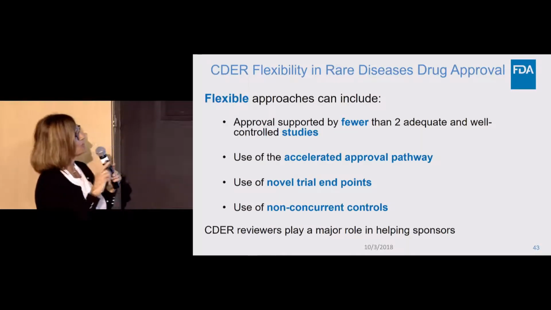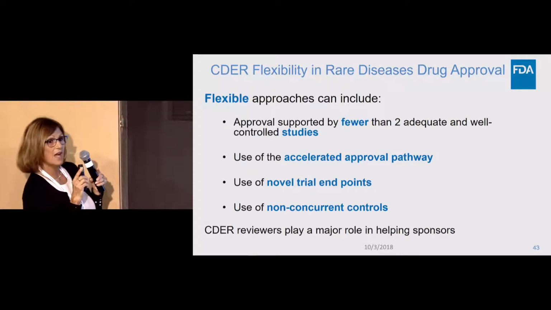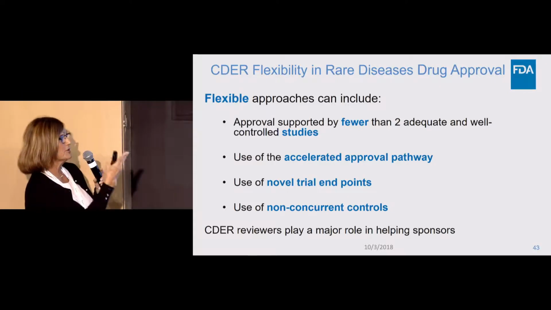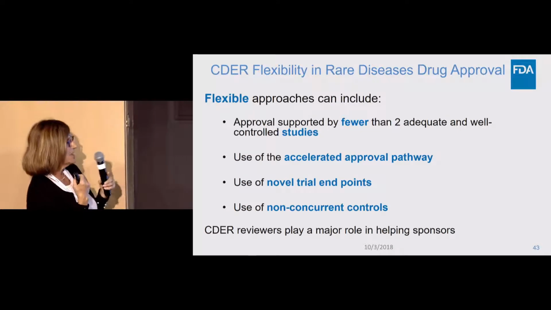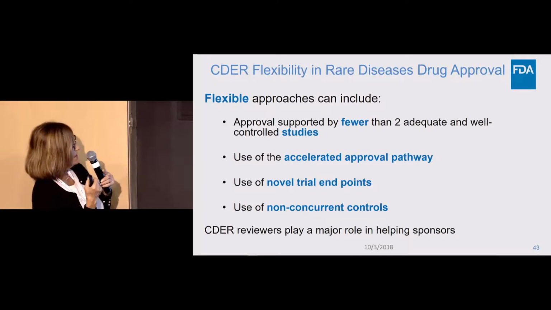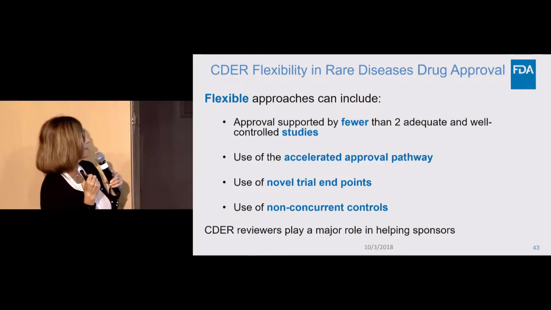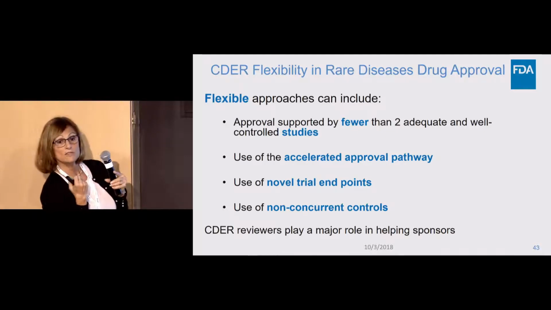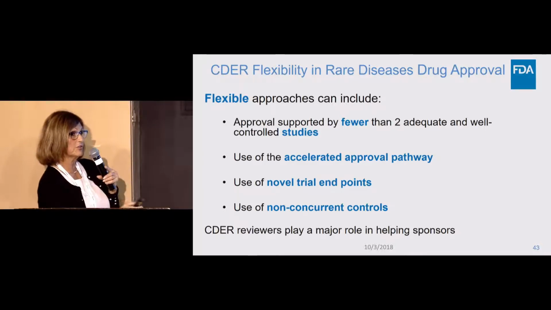But before I show you the table, there are different flexible approaches, and those can include, you were talking about 2 adequate studies, right? But really, based on the regulation, we have the flexibility that the approval could be supported by fewer than 2 adequate and well-controlled studies, and there are a lot of examples of that. We are using the accelerated approval pathway, as I showed you before, for all the novel drugs. There are new novel trial endpoints.